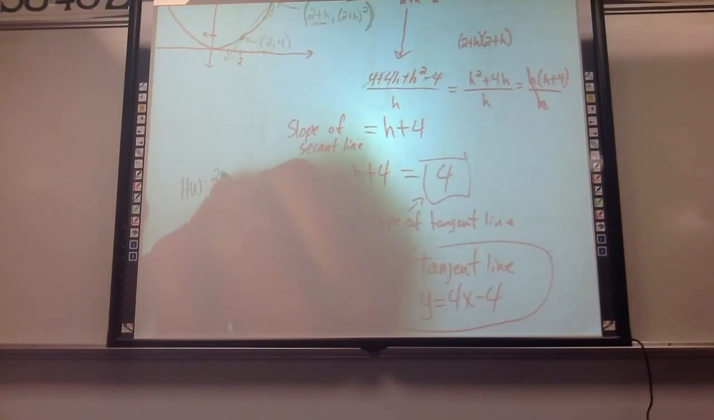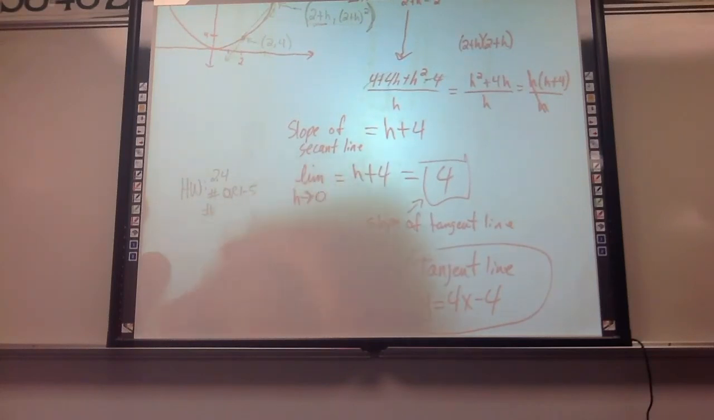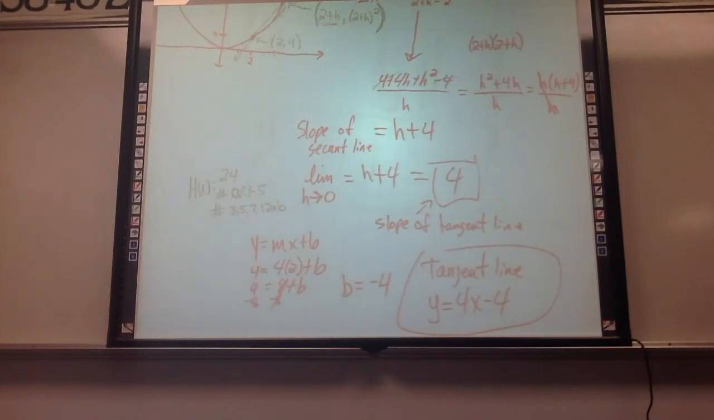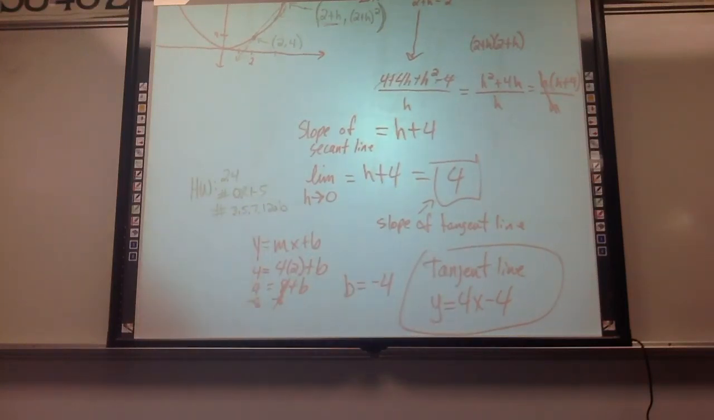So you're good on that homework? Yeah. 2.4, quick review, 1 through 5, and 3, 5, 7, 12, A, B. Who doesn't do just A and B? Just A, B, because you don't know the C and D yet.